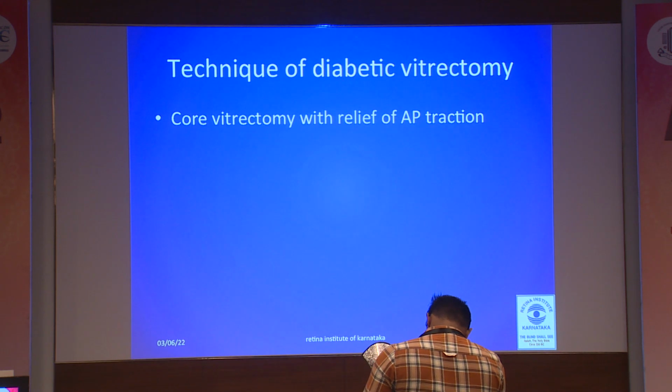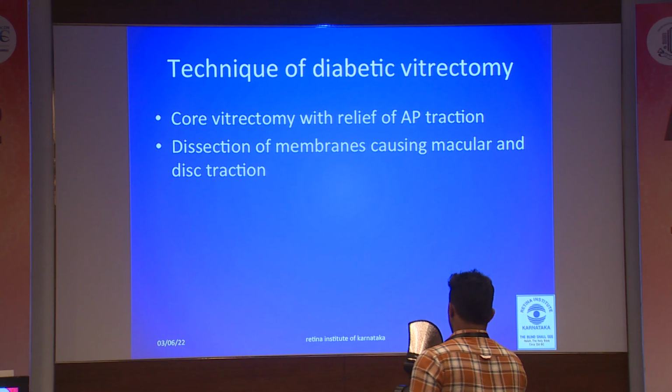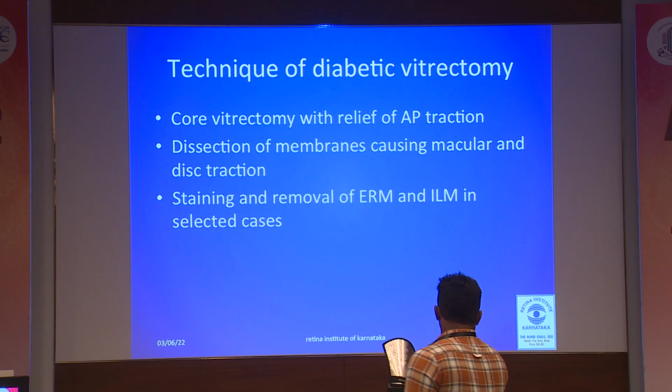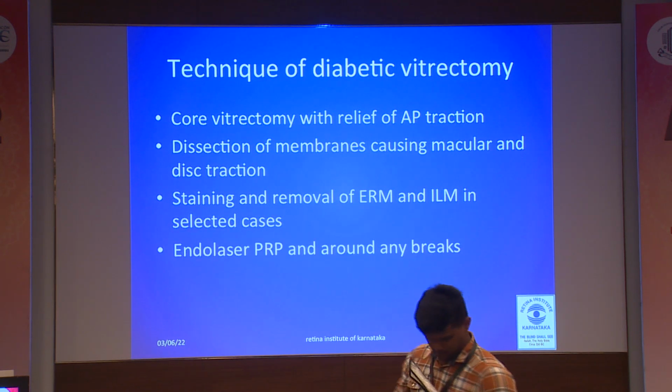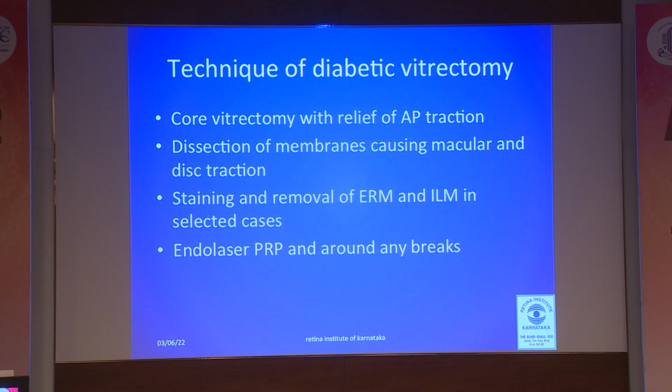The basic principles of technique are core vitrectomy with relief of anteroposterior traction, dissection of membranes causing macular and disc traction, staining and removal of epiretinal membrane and ILM in selected cases, and endolaser and PRP around any breaks. This you could do either after fluid exchange or with PFCL depending on the situation, and then tamponade as needed. If there are no retinal breaks in a TRD, I do not use any tamponade. I just leave the eye with air. Otherwise I use either gas or silicone oil depending on the complexity of the detachment and the number of retinal breaks. My first preference is always gas.